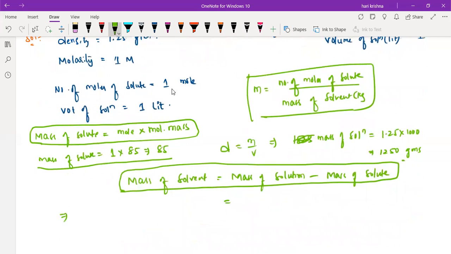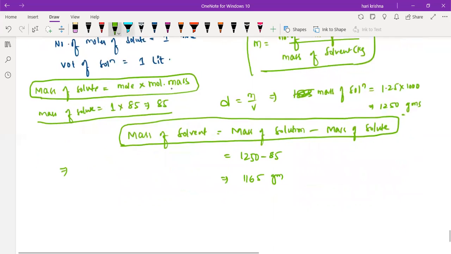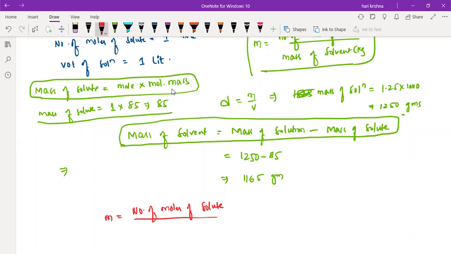So just substitute here. Mass of solvent equal to 1250 minus 85, which is approximately equal to 1165 grams. Now substitute in the molality formula. What is the molality formula? Number of moles of solute by mass of solvent into 1000, since this is in grams. Number of moles of solute is 1 and mass of solvent is 1165 into 1000. Approximately what is the answer?